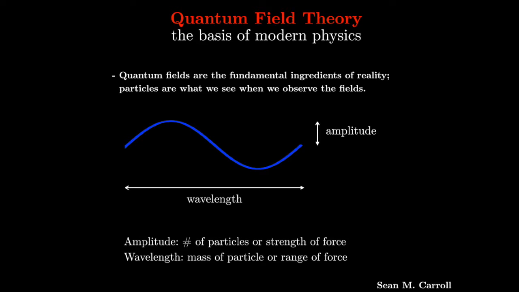So very roughly speaking, if you have a wave, if you have a field that fills the universe and it's jiggling, the height by which it jiggles, the amplitude, tells you how many particles you will see when you look at it, or the strength of the force you are experiencing. And the wavelength that you see tells you how far that force stretches or how heavy that particle is. There's a little translation dictionary between the field language and the particle language.